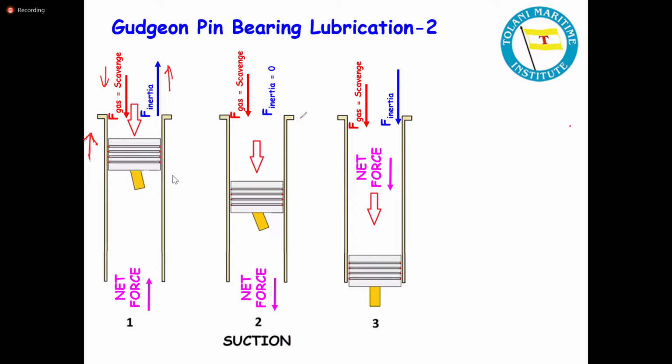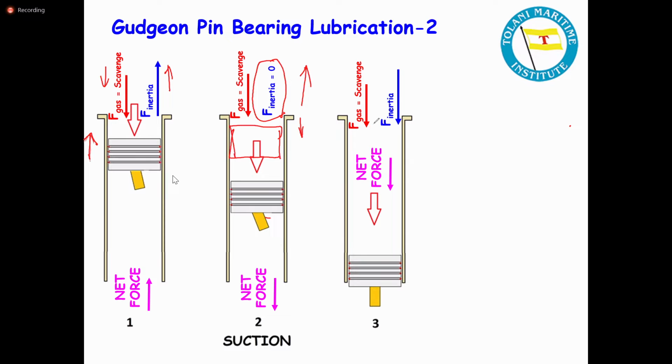But when the piston changes direction and starts moving downwards, somewhere around the middle of the stroke the piston is moving at a constant velocity, so the inertia forces are almost zero. Then at the beginning of its downward journey, the piston is accelerating, and the inertia forces are still in an upward direction. But in the middle of the stroke, the forces become almost zero. It's moving at a constant velocity.